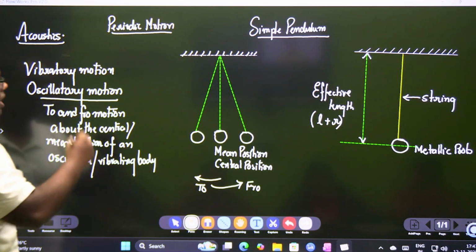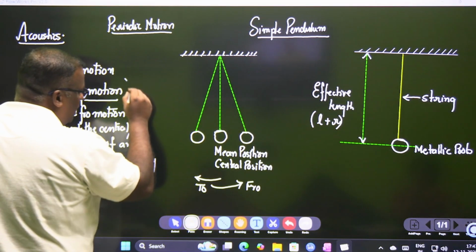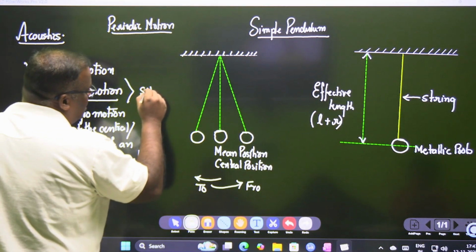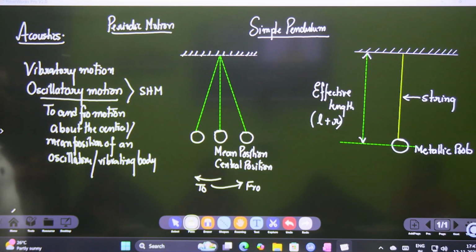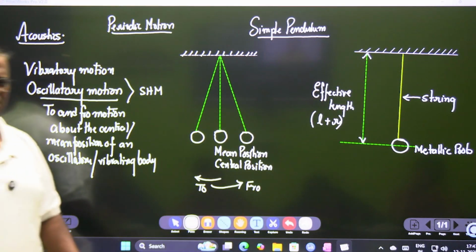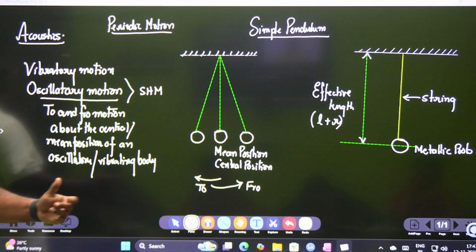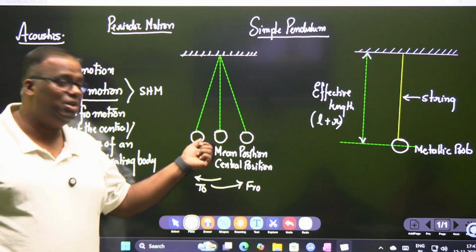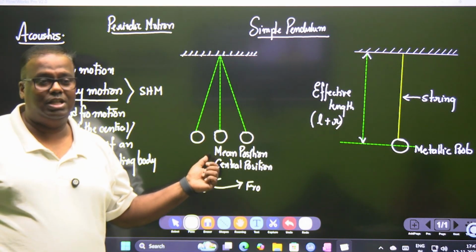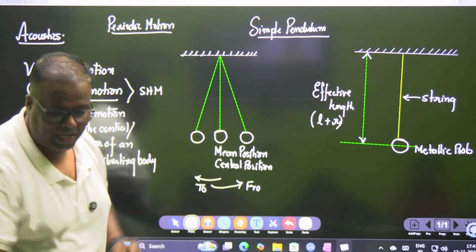When you go in higher classes, you will see another finer version of this, which is known as SHM, simple harmonic motion. Get to know the term. Simple harmonic motions are those in which the displacement has to be so small that it should be like a straight line, but actually it's not possible.